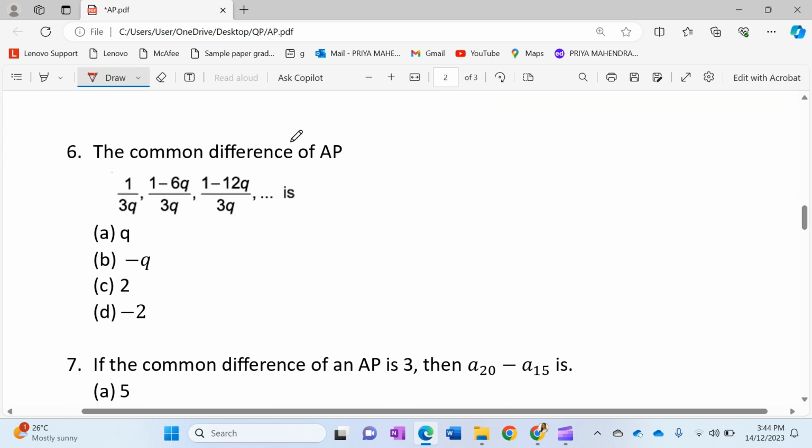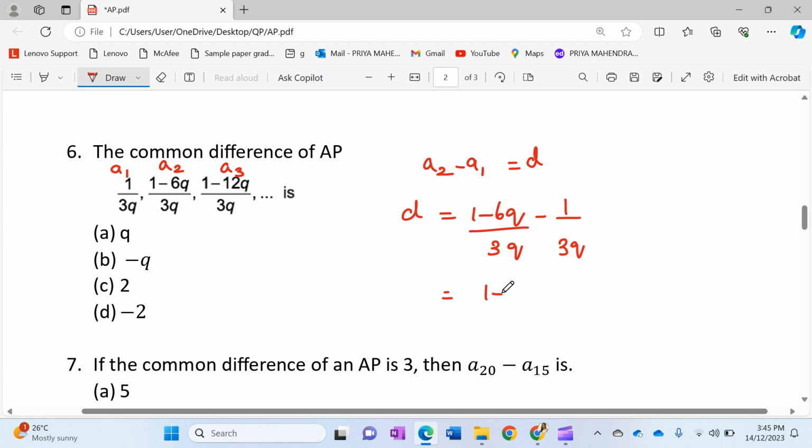Let's move on to question number 6, the common difference of an AP. So we know common difference is nothing but a2 minus a1, isn't it? So I am just representing the terms a1, a2, a3, and so on. So d is equal to a2 minus a1. So 1 minus 6q by 3q minus 1 by 3q. Since the denominators are equal, I can just subtract the numerators directly, keeping the denominator same. So this and this will get cancelled. So the answer will be minus 6q by 3q. Cancel q, 3 twos are 6. So the answer is minus 2. So the option is D, minus 2.